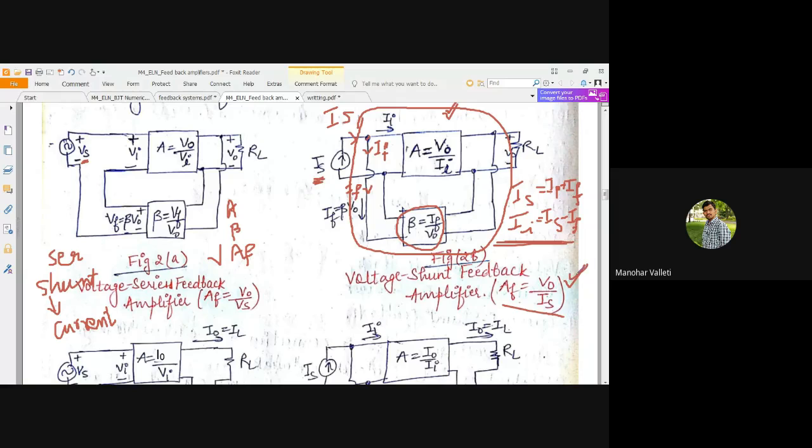So the other parameters, that is ZI, Z0, how they are varying for this voltage shunt feedback, we will see in the coming discussions. First, we'll try to see what I told. This A, beta, and AF definitions we'll try to understand first now. So this is about voltage shunt feedback.